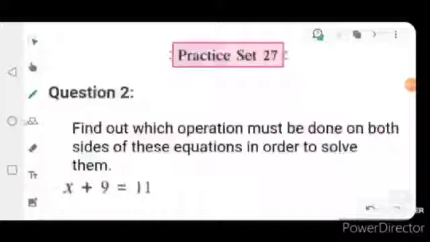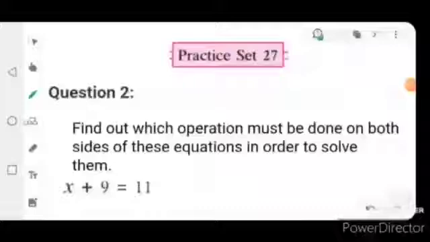Students, in the previous video we have seen how we can define an equation and what is meant by equation. So in this video we are going to solve our practice set 27. In the previous video we learned how we can use letters or alphabets in place of numbers. Now in this video we are going to solve equations, meaning we are going to find the solution of a given particular equation.